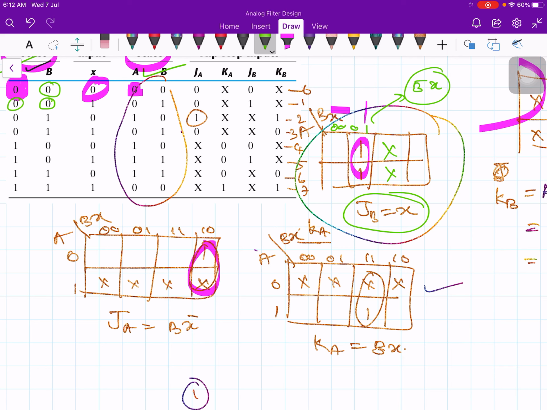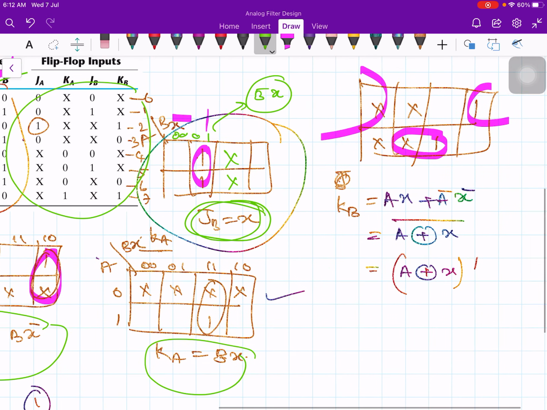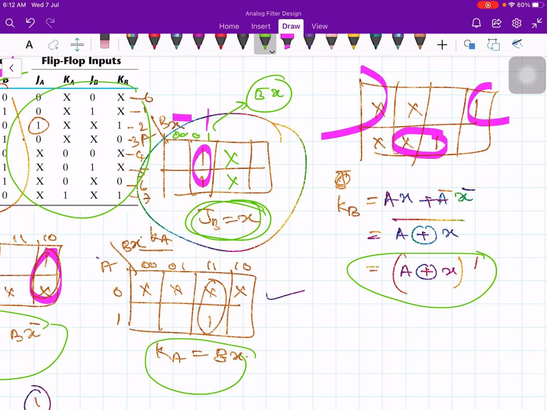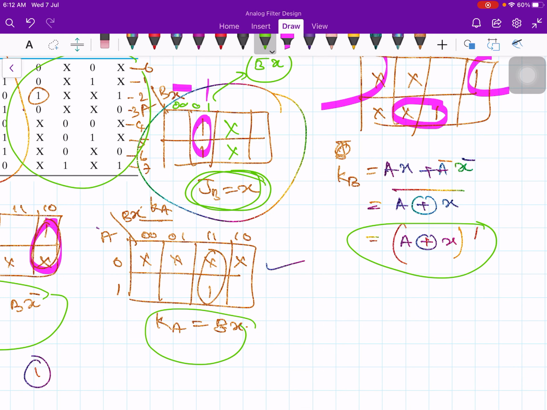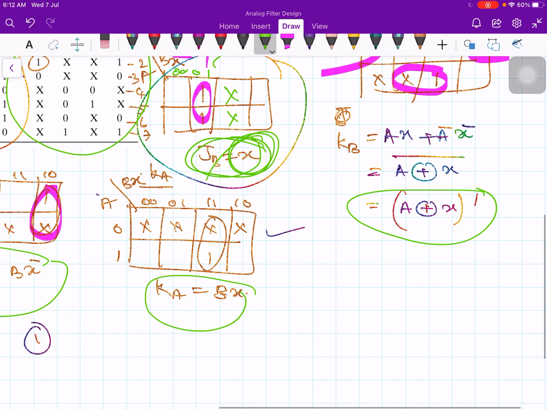So in this table, if you look, there are so many don't care entries. These don't care entries indicate that the combinational circuit for the input equations is likely to be simpler. Look here, it is a simple input: JB is x, JA is b x bar and KA is b x. Of course, certain conditions you can't avoid, so you have to live with that. Because don't care minterms usually help in obtaining simpler expressions like this, we will get simpler expressions.